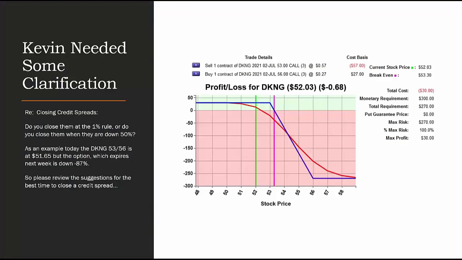Now, Kevin needed some clarification. He asked us, regarding closing credit spreads, do you close them at the 1% rule? Or do you close them when they are down 50%? As an example, today, the DraftKings DKNG bear call credit spread sold the 53 strike, bought the 56. The stock was trading at 51.65, but the option, which expires next week, is down 87%. We're not within the 1% rule yet, but an option is down 87%. So Kevin asked, can you please review the suggestions for the best time to close a spread?